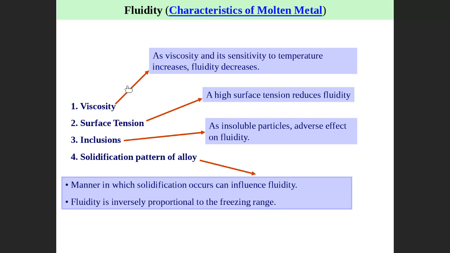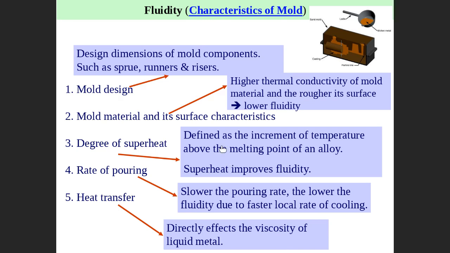So this is the item that we described. These are parameters related to the molten material, which are viscosity, surface tension, inclusion, and solidification pattern, as written here. And these are other parameters related to the mold, which are mold design, mold material and surface characteristics, degree of superheat, rate of pouring and heat transfer, also written here as we just described in the previous slide.